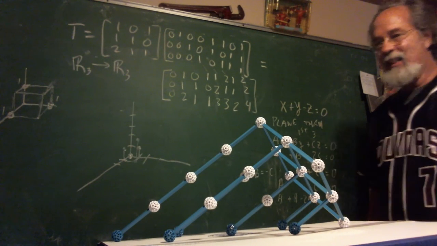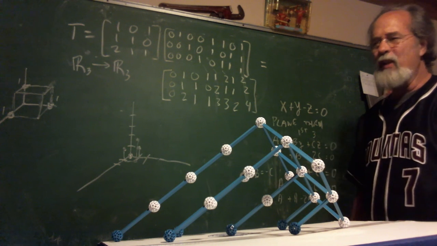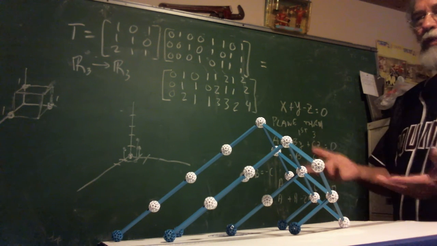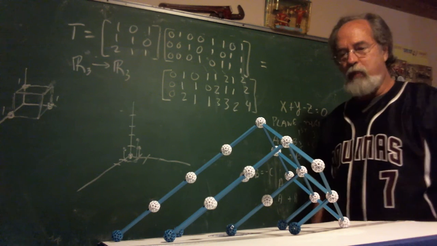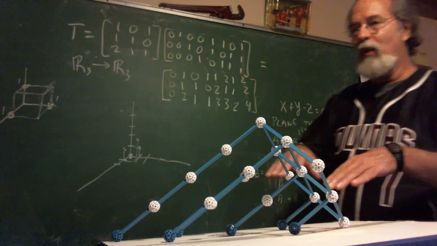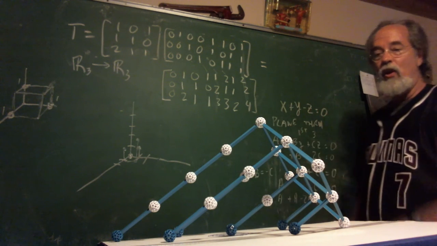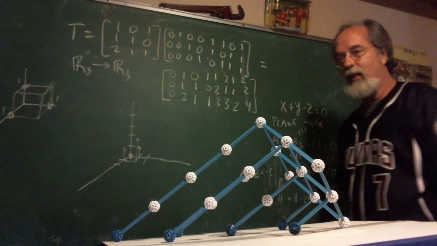Oh my gosh, that's got to be a pretty convincing argument that all 7 of the points, if you want to say 8 because there's repetition, that's fine, but all 7 of these points are in a plane. So it's hard to make this plane look like a plane, but we can do it by equations or we can do it with a little model.